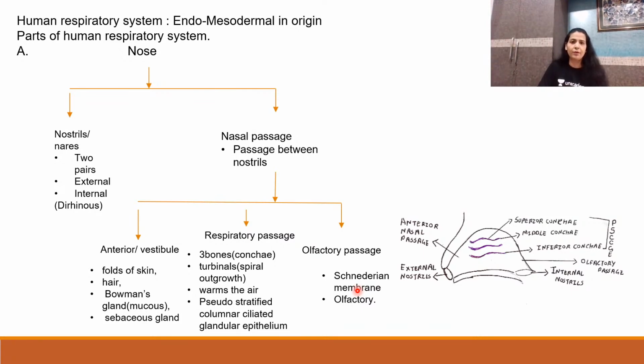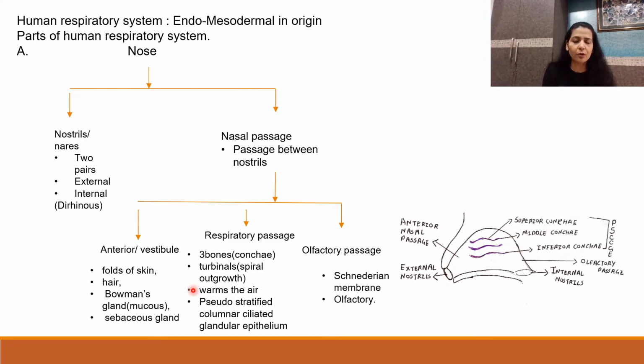So the nasal passage is divided into three parts. What are they? Anterior, respiratory, olfactory. Anterior is the first part, respiratory and olfactory are the middle and the second. And remember one more thing, that respiratory passage and olfactory passage together are also known as posterior passage. So this is the anterior passage. These two together are called the posterior passage. Is that clear to everyone?